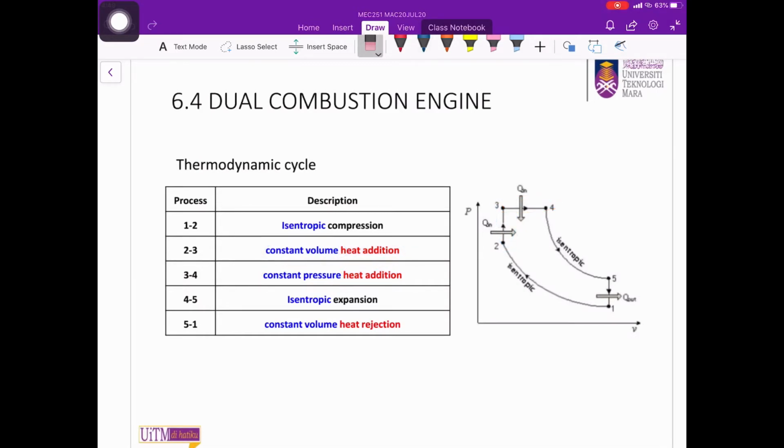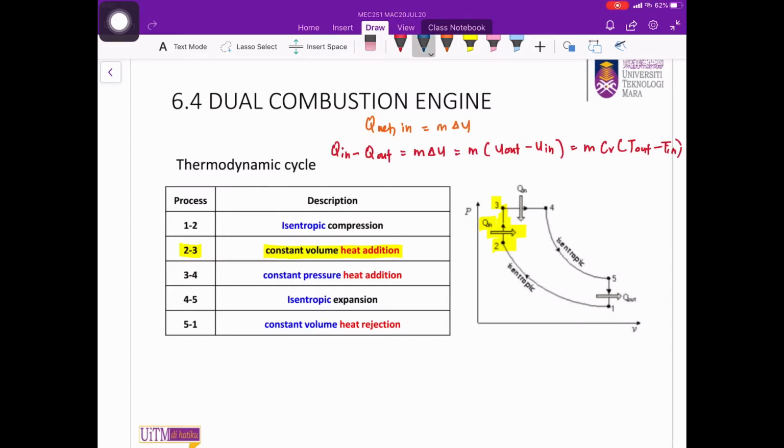With respect to the PV diagram, process 1 to 2 is the isentropic compression. We can use the isentropic relation to find the required properties in this process. Process 2 to 3 is the constant volume heat addition. For this process, we can use the relation P2 over T2 is equal to P3 over T3 to find the required properties. Also, we can determine the heat transfer Q in for this process.